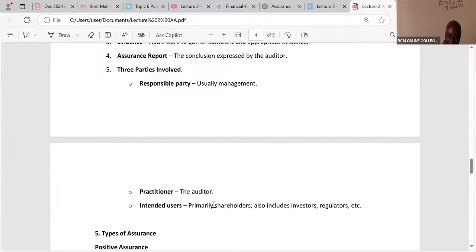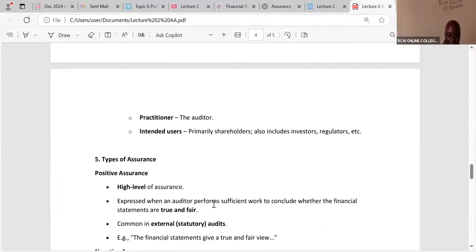Ladies and gentlemen, I believe up to there we are okay. I just want to finish this whole chapter. I mean, I'm left with very few pages.